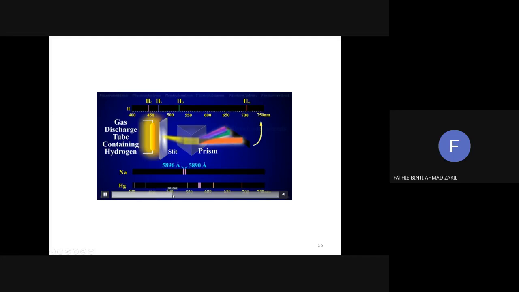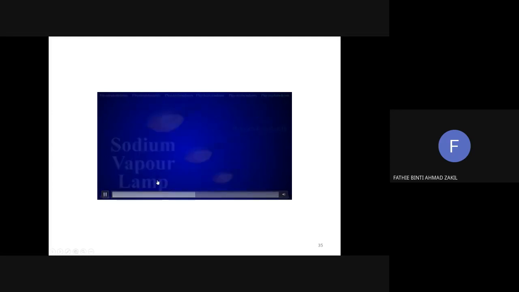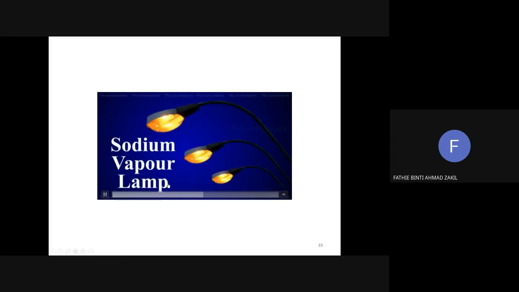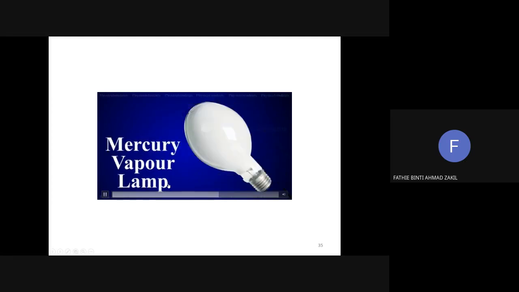Atoms in the gaseous state, that is, free excited atoms, emit a line spectrum which has discrete lines of specific wavelength. Substances in atomic state, such as sodium in a sodium vapor lamp, mercury in a mercury vapor lamp, and gases in a discharge tube, give line spectra.